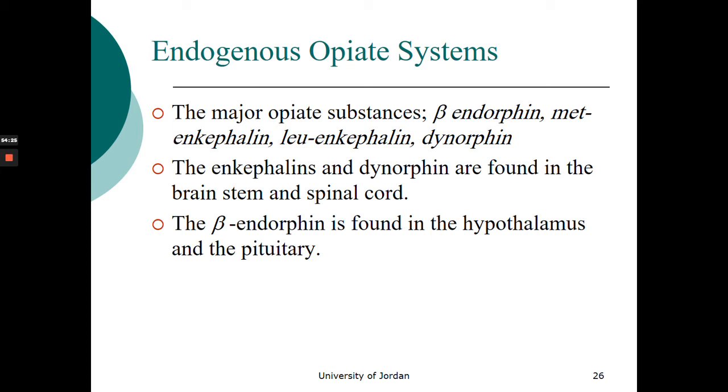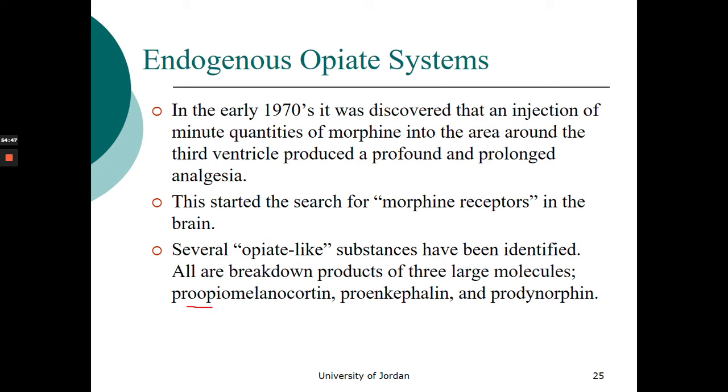The enkephalins and dynorphins are found in the brainstem and spinal cord. Beta endorphin is found in the hypothalamus and pituitary. And beta endorphin comes from, as you see here, pro-opiomelanocortin. This will give MSH, this will give ACTH, and this will give beta endorphin, okay?